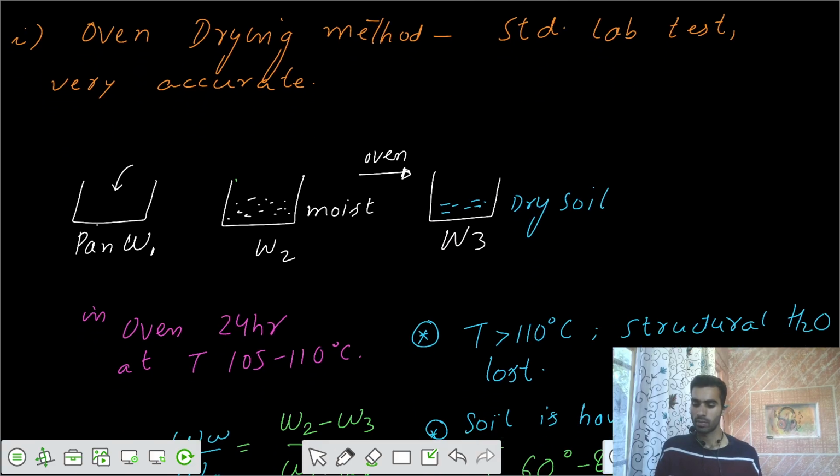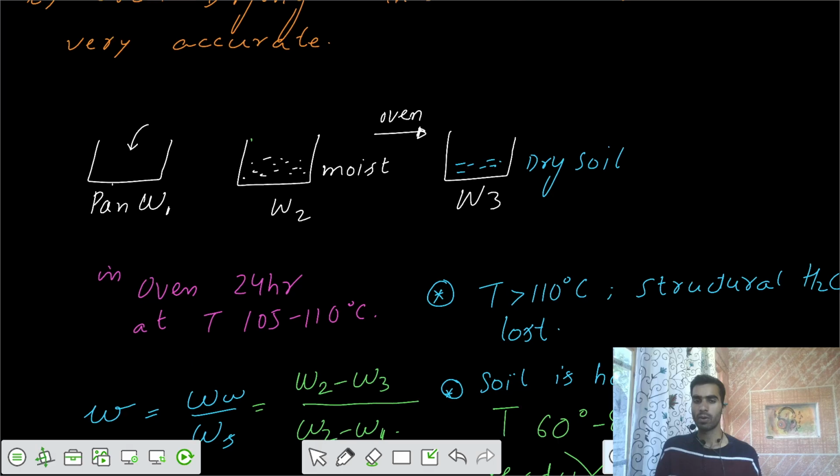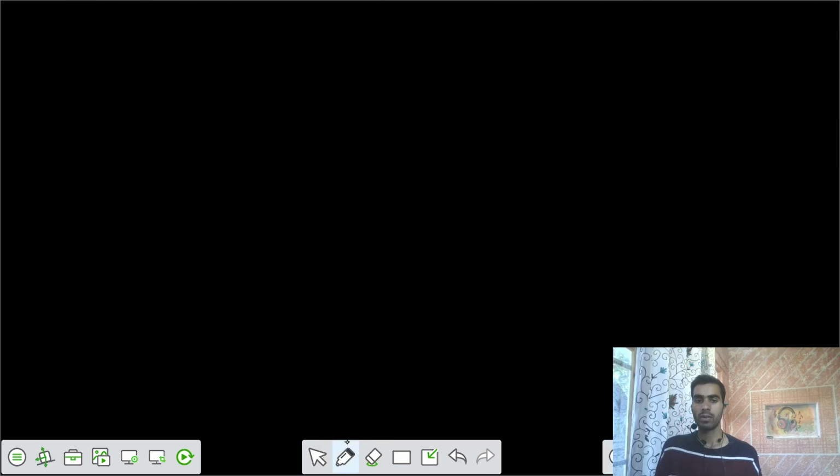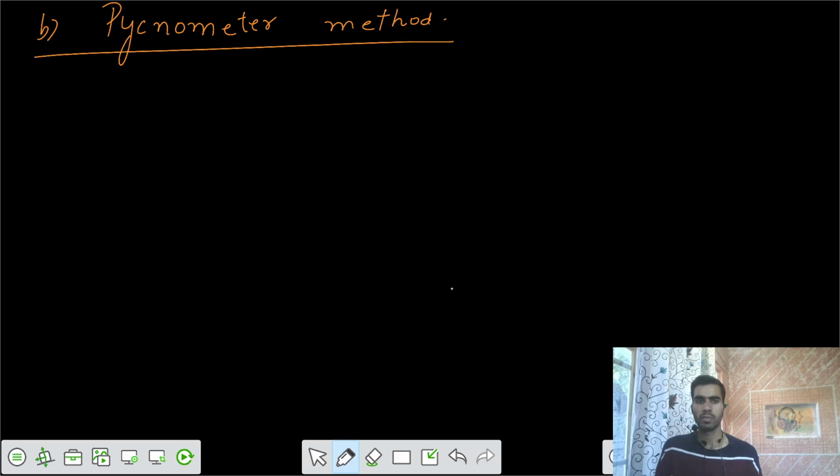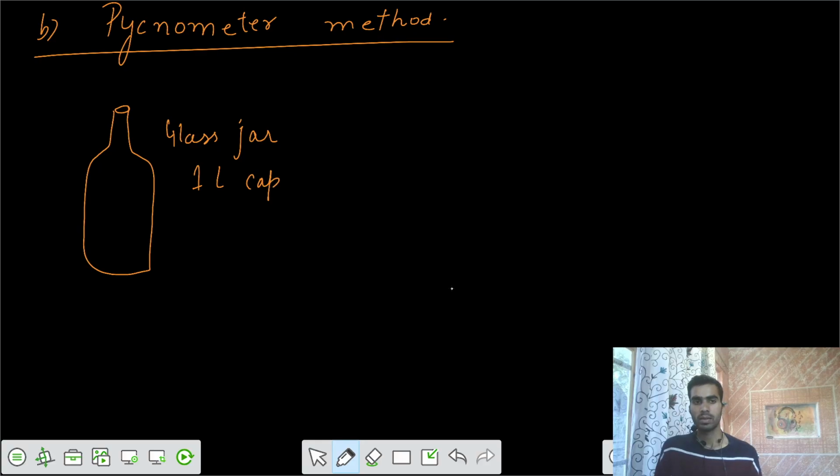Okay, let's go for the second one that we call the pycnometer method. So what is this pycnometer actually? A pycnometer is a standard glass jar of around 1 liter capacity.